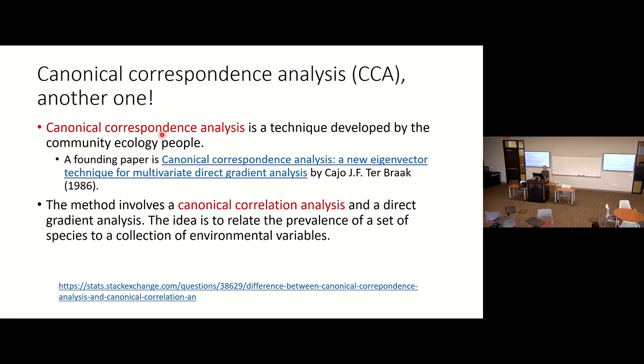In some community ecology, there's another term. It's also called CCA, but that's called canonical correspondence analysis. This is a very different approach. So although they are all called CCA, you have to be careful when you talk about CCA. In our case, we are talking about this correlation analysis. The correspondence analysis is a very, very different approach, so just don't get confused.